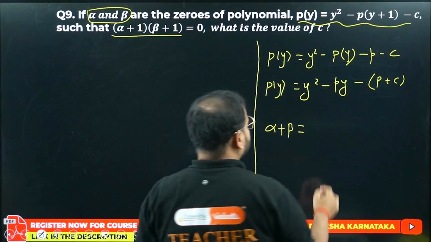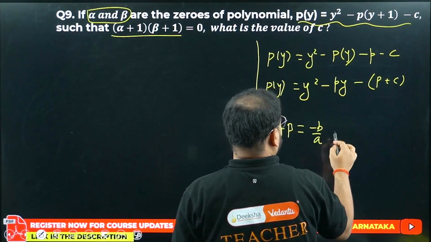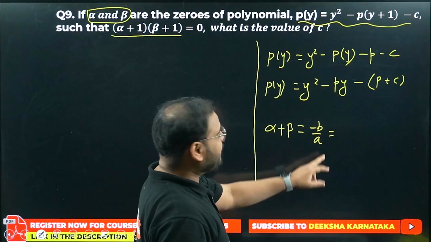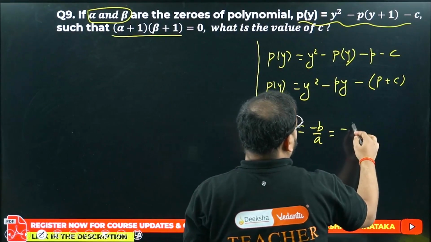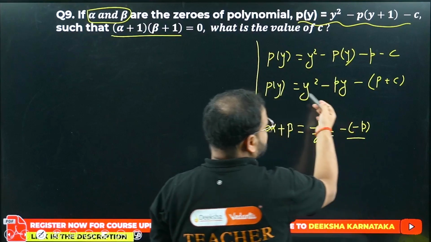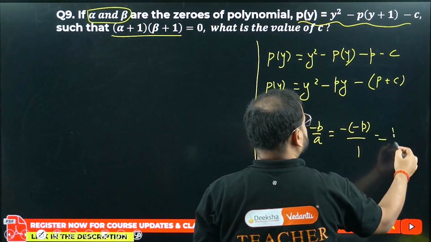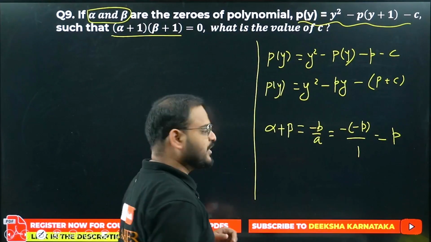Minus b by a. What is minus b? Minus of minus p. So how much is that? Minus of minus p. What is a? A is nothing but 1. So what is the answer? Simply p, sir. Yes.